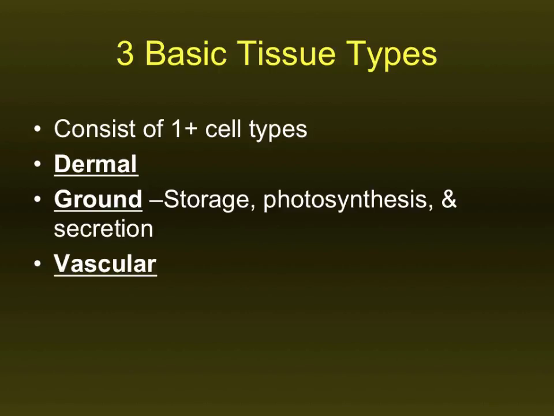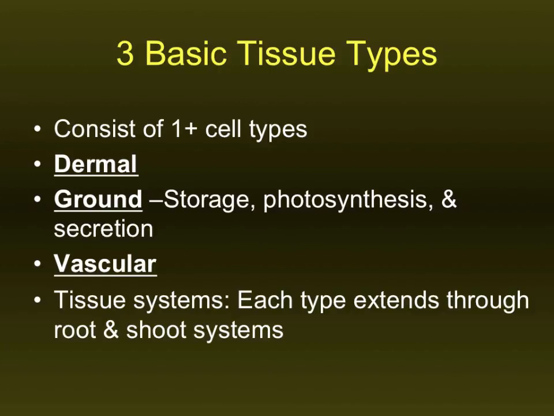And then vascular tissue, which sounds like cardiovascular. Vascular tissue is what's used for transport inside of a plant. So we'll take a look at different types of vascular tissue, as well as how things like water and carbohydrates move through the plant as we go along here.